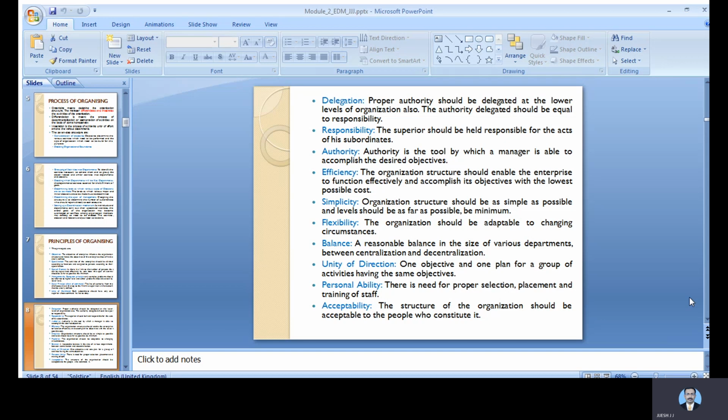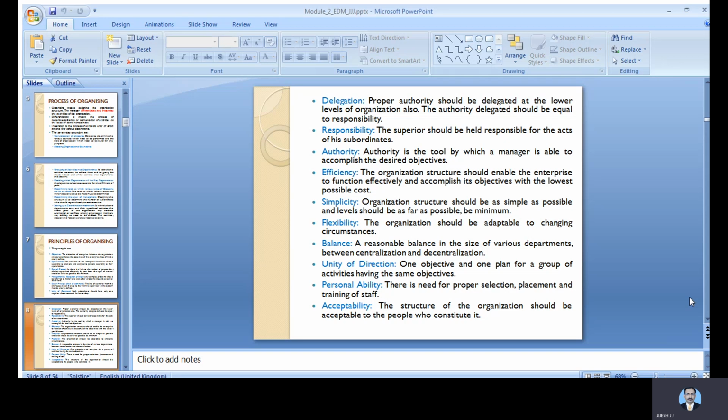Then you have simplicity. Organization structure should be as simple as possible and the levels should be kept to a minimum. And you must also have flexibility. Each organization should be adaptable to changes in circumstances. As you know, there will be variation in circumstances at every instant or on a yearly basis. So you have to get adapted to those technologies and changes, and work flexibly in those situations.